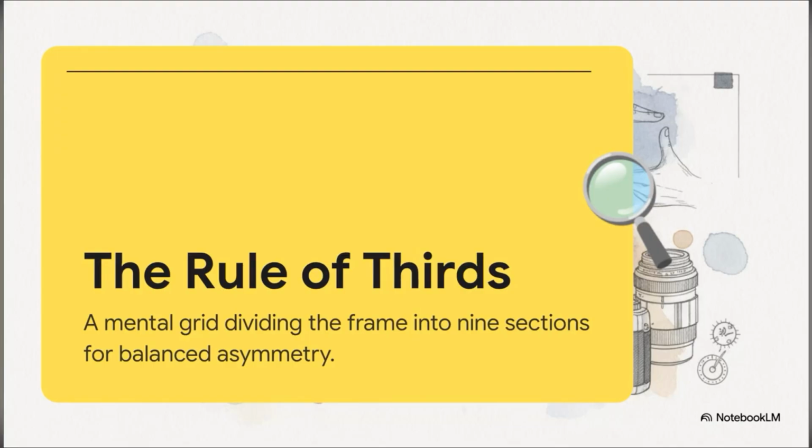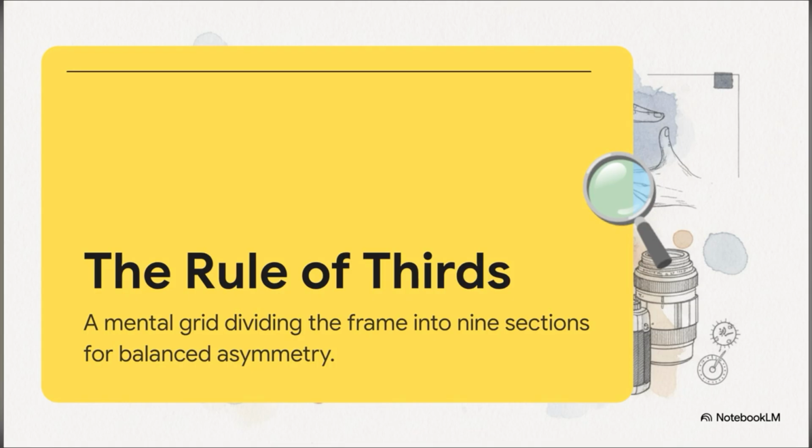The absolute first thing we need to do here is address a really common bad habit, placing every single subject dead center. To fix that, we use what's called the rule of thirds. Just imagine a giant mental tic-tac-toe grid dividing your frame into 9 equal sections, 2 vertical lines, 2 horizontal lines. And where those lines actually cross, you get 4 intersections, or what some people call power points.